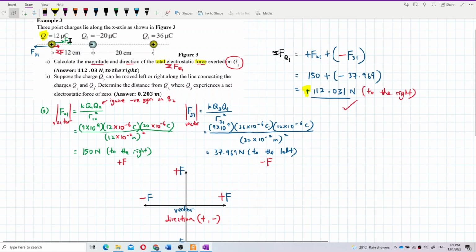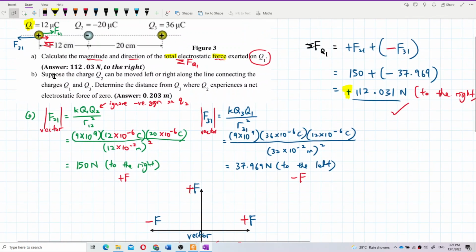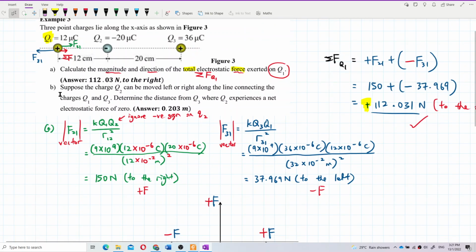After F21 and F31 total up, we get the resultant force to the right. Okay, we have remaining force to the right, after cancel by forces to the left. Okay, so that's for question A. Now let's look at question B.